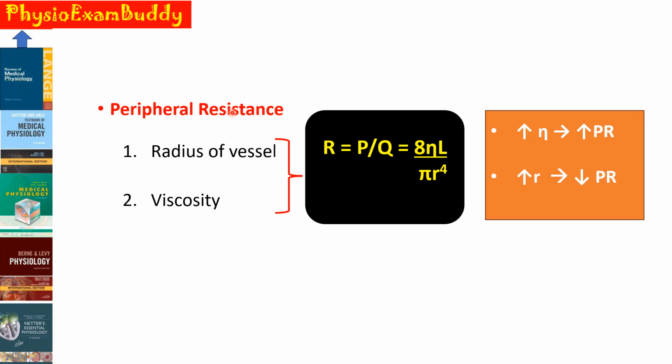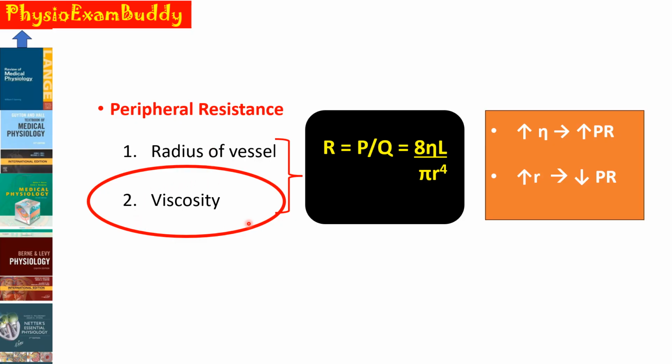So peripheral resistance, from the formula, is equal to pressure by flow, which is equal to 8 eta L by pi r raised to 4 according to Poiseuille's law. It is clear that the radius is inversely related to the peripheral resistance, and viscosity is directly related to the peripheral resistance. So the resistance to the blood flow is directly proportional to viscosity and inversely related to the radius. So we have finished first with the factors affecting the radius of the vessel and thereby decreasing or increasing the peripheral resistance depending upon the radius of the vessels.